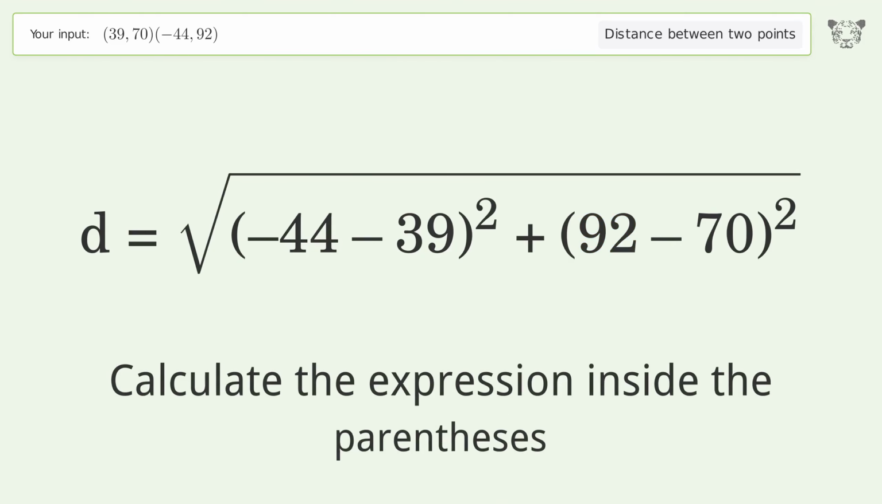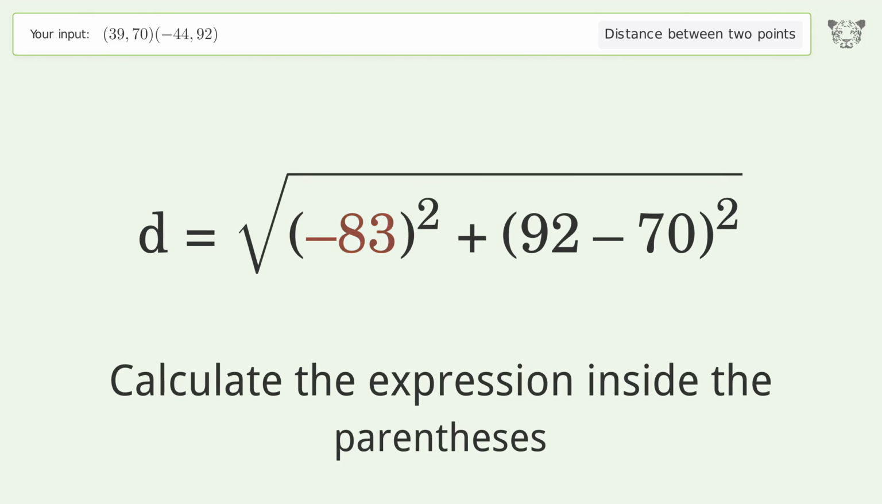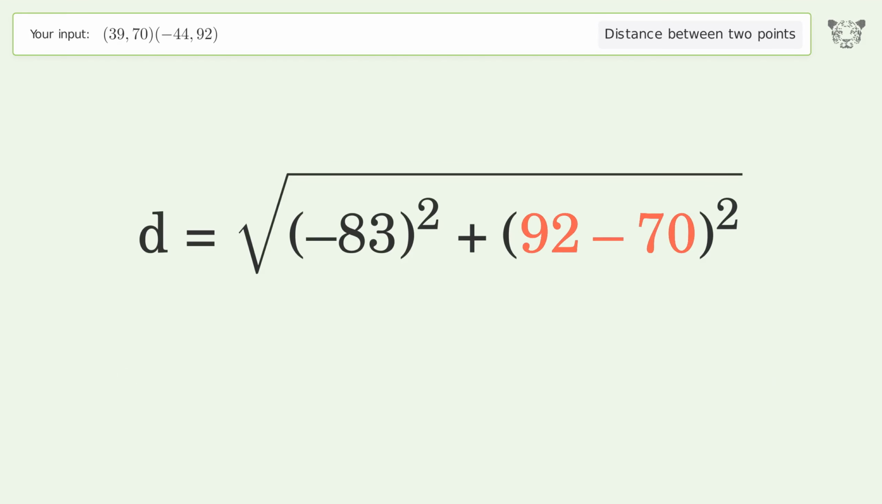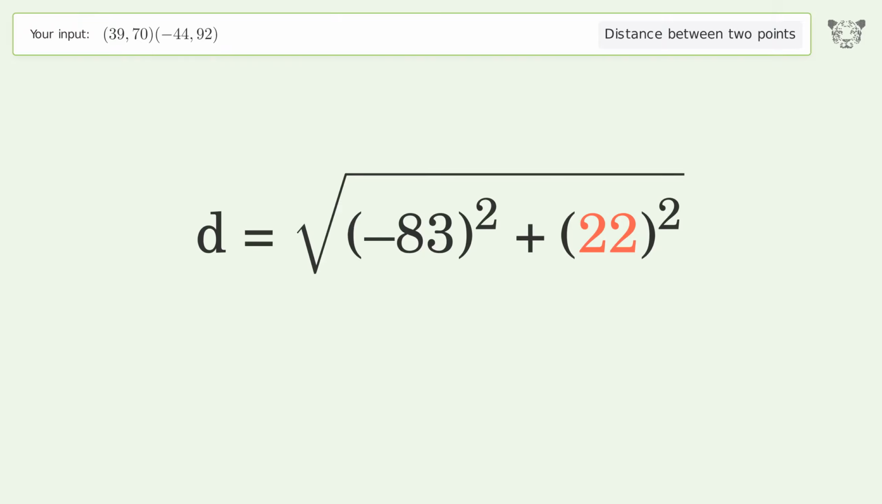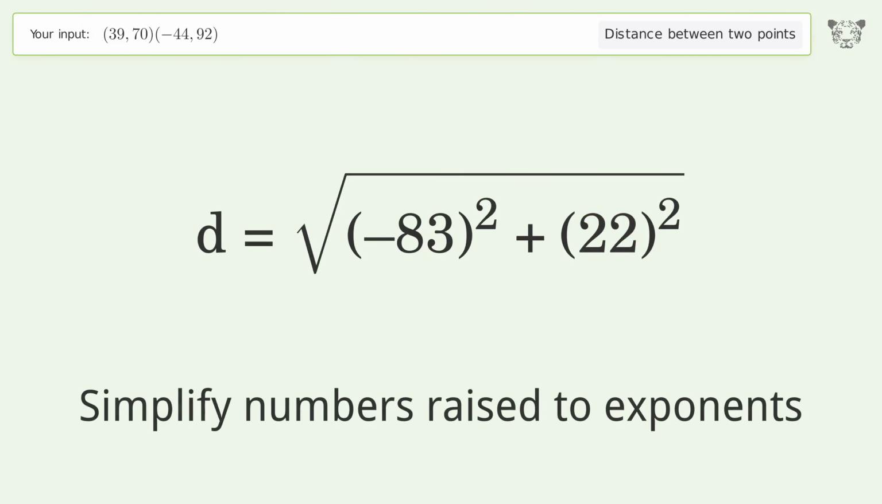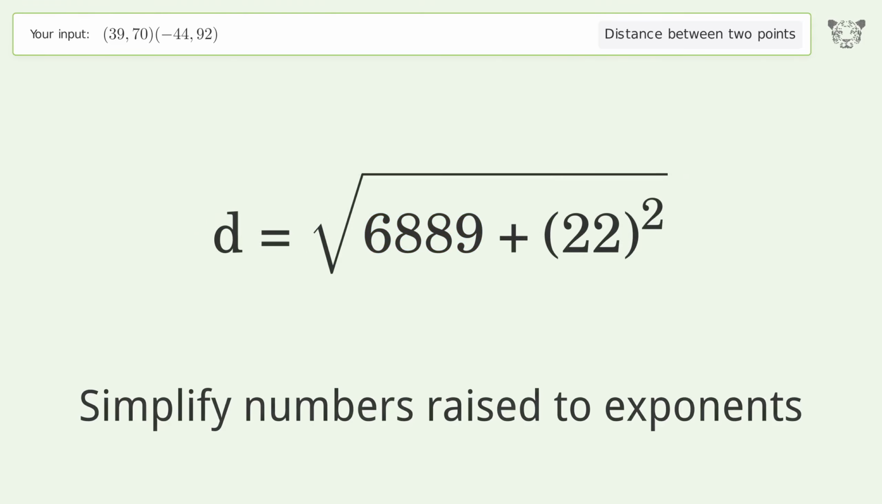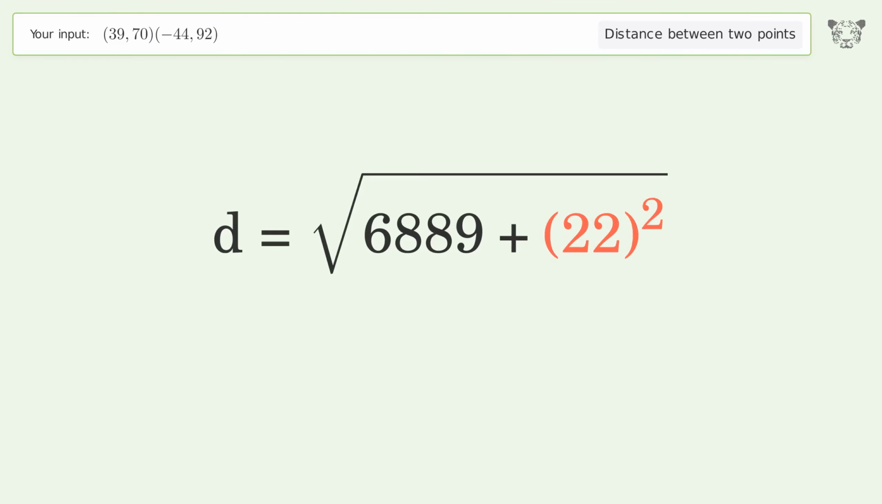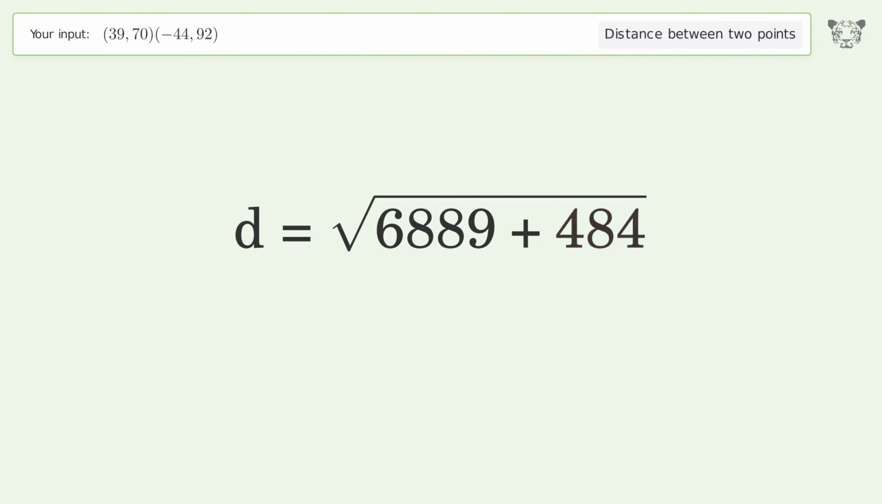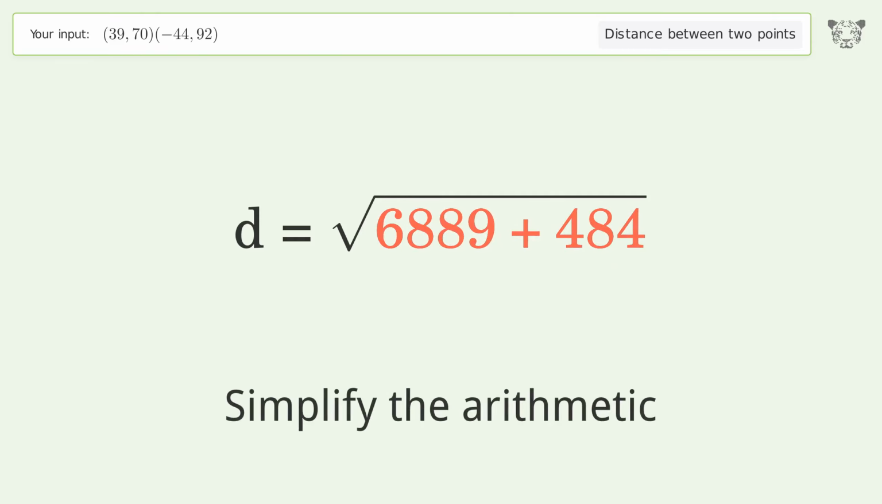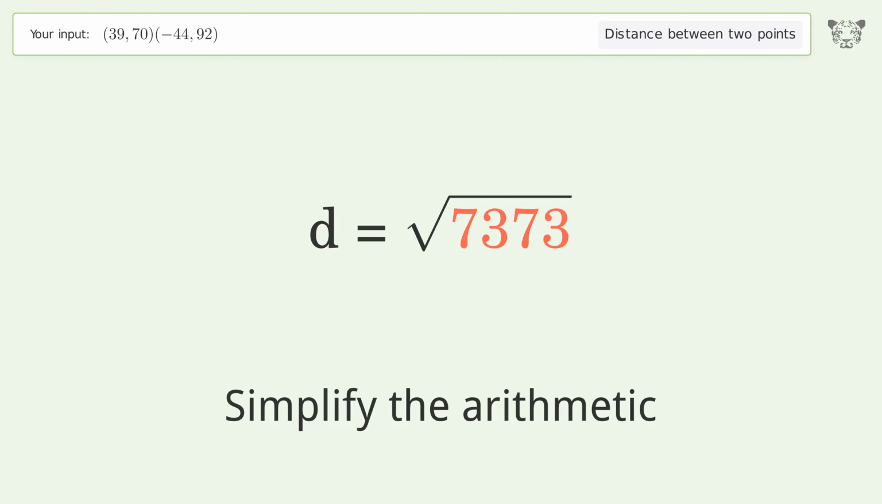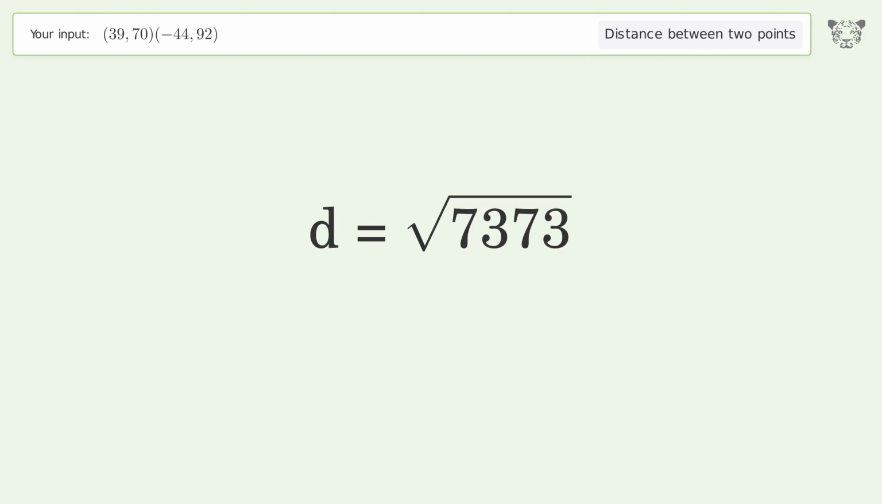Calculate the expression inside the parentheses. Simplify numbers raised to exponents. Simplify the arithmetic. And so the distance between the 2 points is the square root of 7,373 or 85.866.